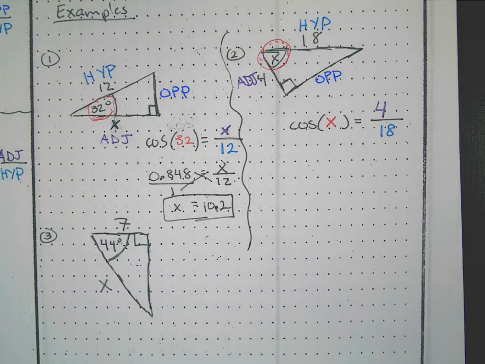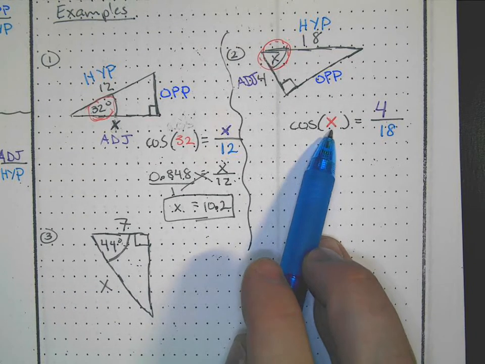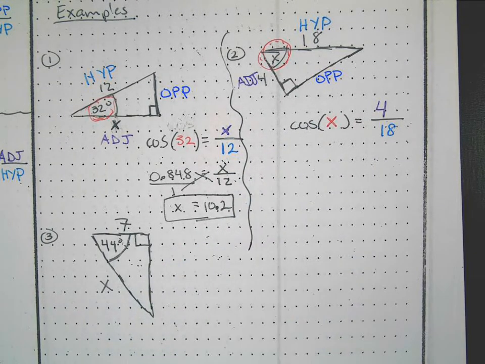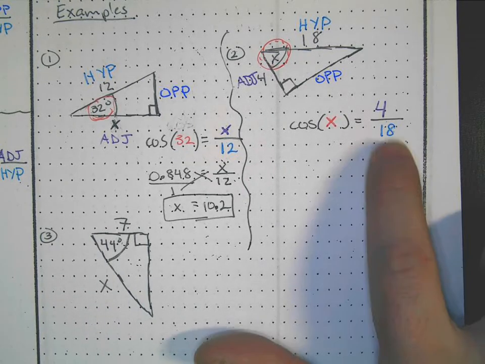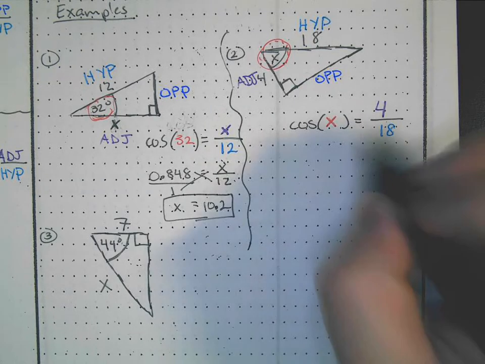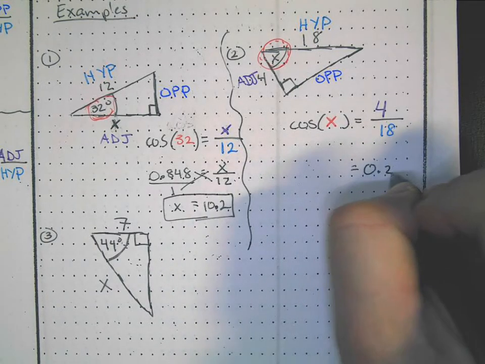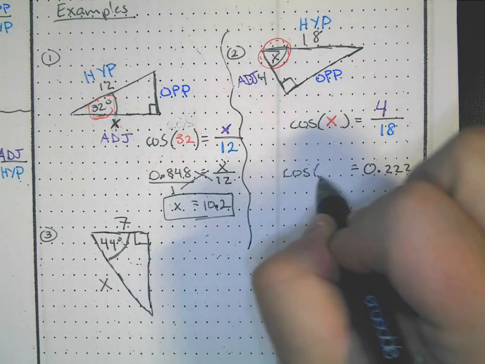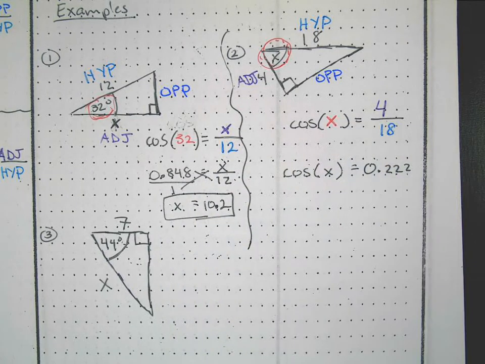Now how are we going to solve for this one? I want to get the x by itself, so I've got to get rid of this cosine. So to get rid of cosine, we'll use inverse cosine, cosine inverse. So the first thing I do is my division, so I'll do 4 divided by 18. That's going to give me 0.222. Just doing top divided by bottom. Bring down my cosine of x.